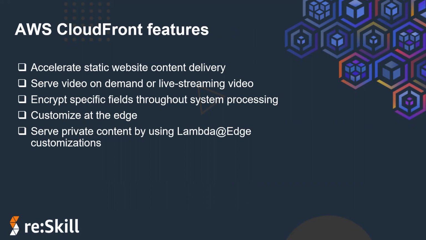First one is accelerated static website content delivery. CloudFront will speed up the delivery of our static content, for example images, style sheets, or JavaScript, to viewers across the globe. By using CloudFront, we can take advantage of the AWS backbone network and CloudFront edge servers, so that our end users will have a very fast, safe, and reliable experience when they visit our website.